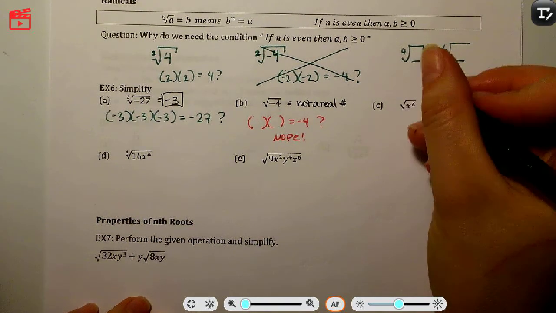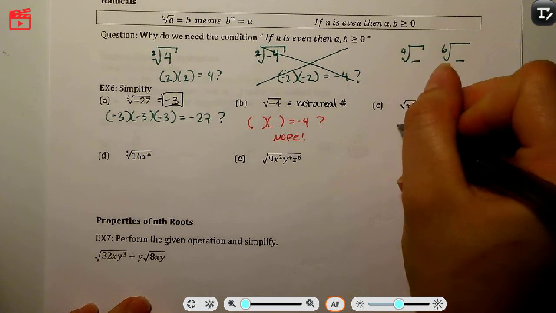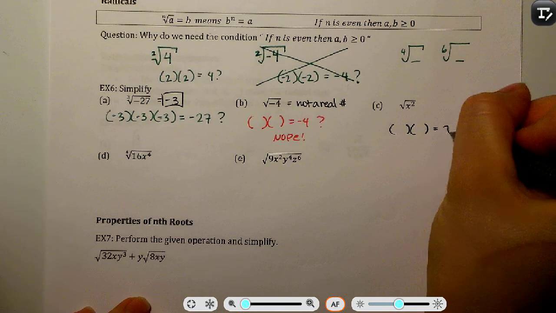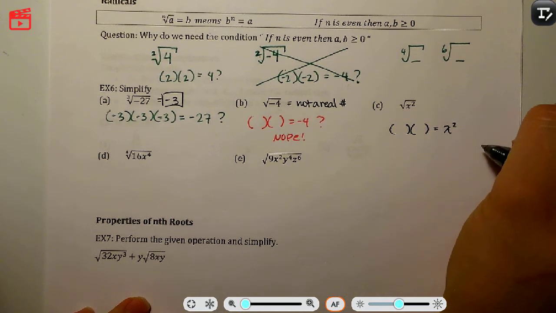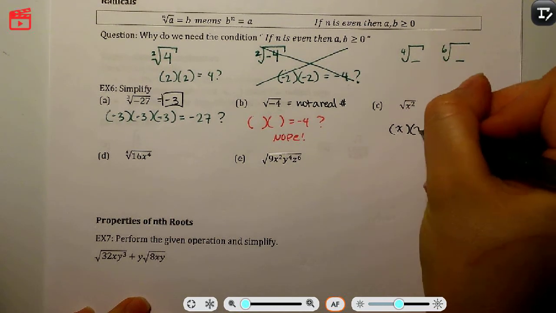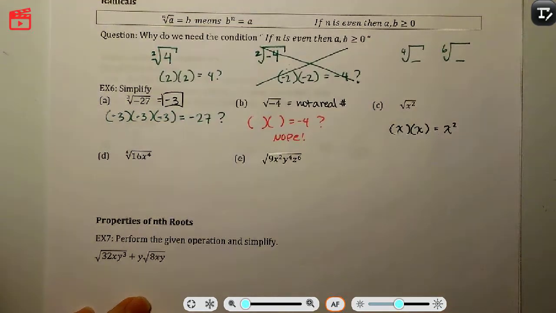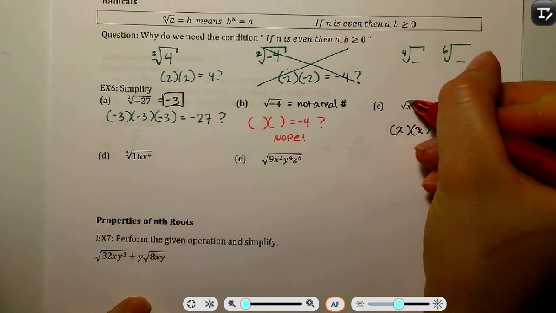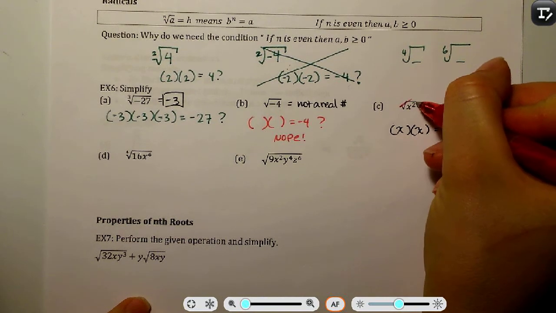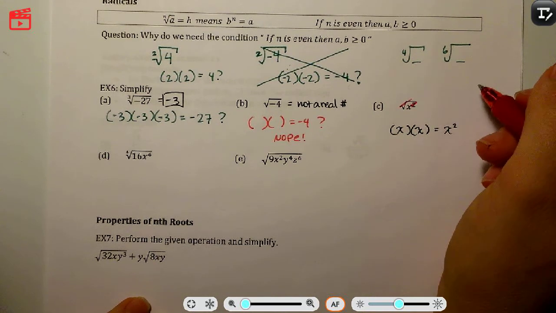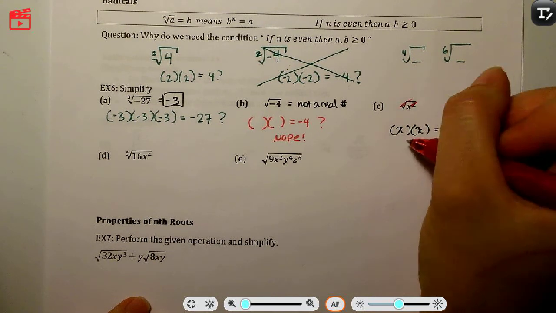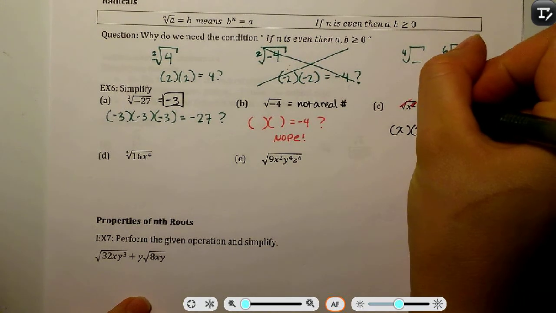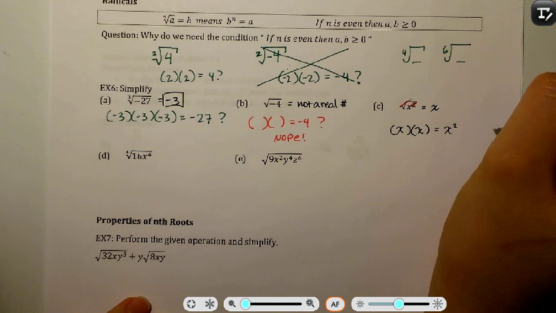Let's take a look at C. So this is saying, is there a variable times itself that gives me x squared? Yeah, there is. X times x. Okay, so one way you can do this is, when you see the square root and the 2, sometimes, it's a simple way of doing it, you say they cancel each other out. But this is really what's happening there. Okay, you're finding a number that times itself equals x squared. So the answer here is x.